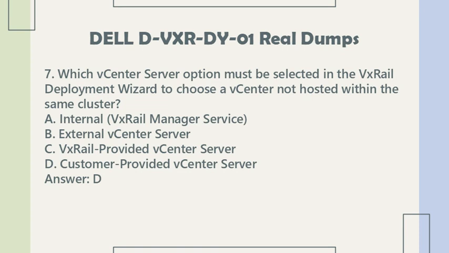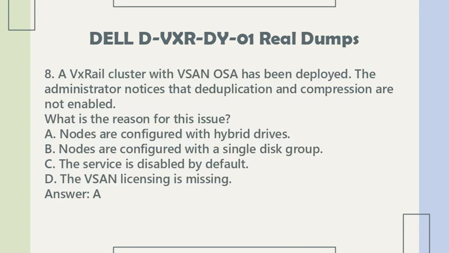7. Which vCenter server option must be selected in the VxRail deployment wizard to choose a vCenter not hosted within the same cluster? A. Internal, VxRail Manager Service. B. External vCenter server. C. VxRail provided vCenter server. D. Customer provided vCenter server. Answer: D.